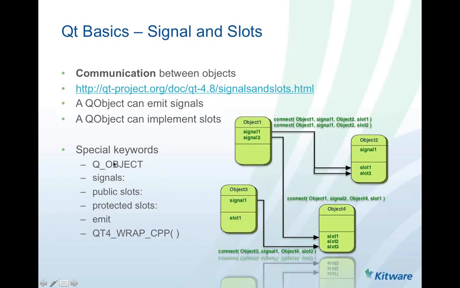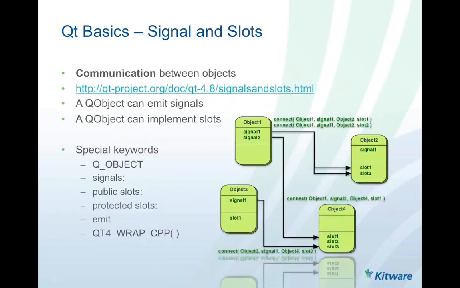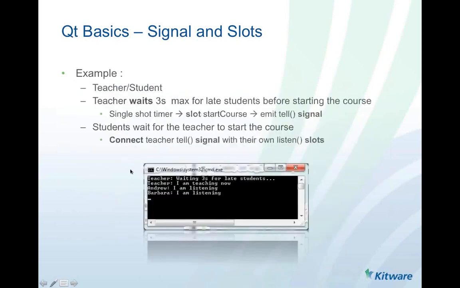The way Qt implements this is with a bunch of keywords that you annotate your C++ code with, such as QObject, signals, slots, emit, and so forth, which after CMake calls Qt4 wrap CPP, much like the wrap UI, will take this annotated code and produce compilable C++ code out of it.